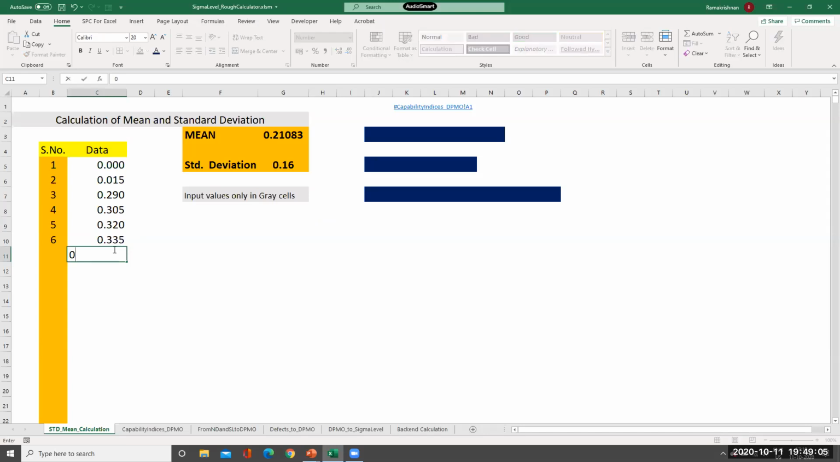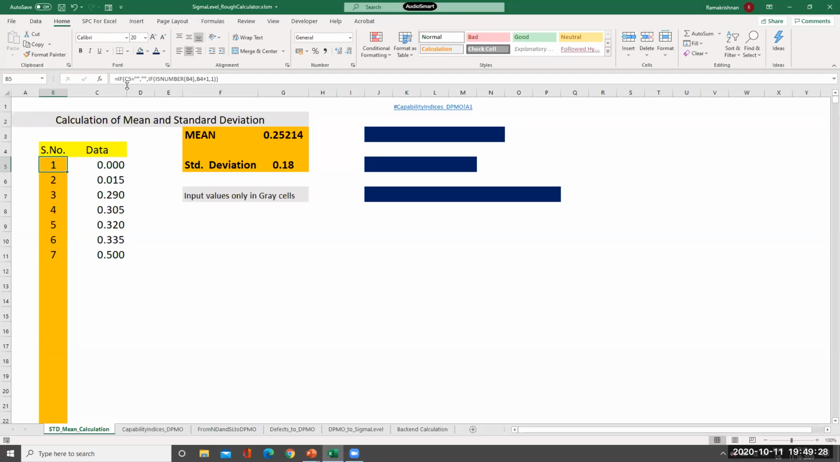I will add one more value, 0.5. You can see that 7 is added and mean and standard deviation are revised. Now I'm using 3 formulas here. One formula is here. This is going to test this adjacent cell. If there is a value, then it will go and test the previous cell, that is B4. If there is a number, it will add 1 to that number. If there is no number, it will start with 1.